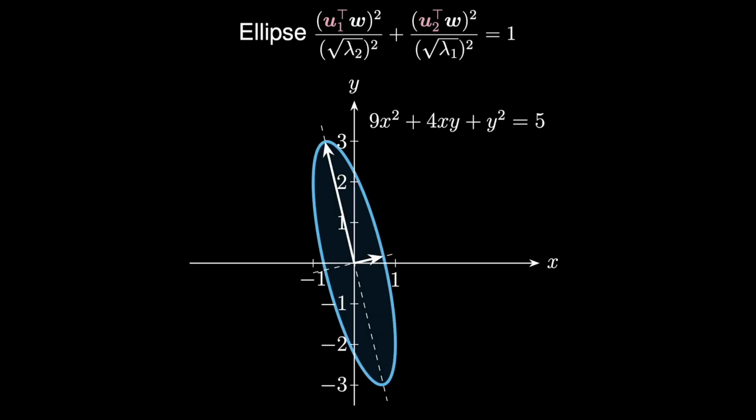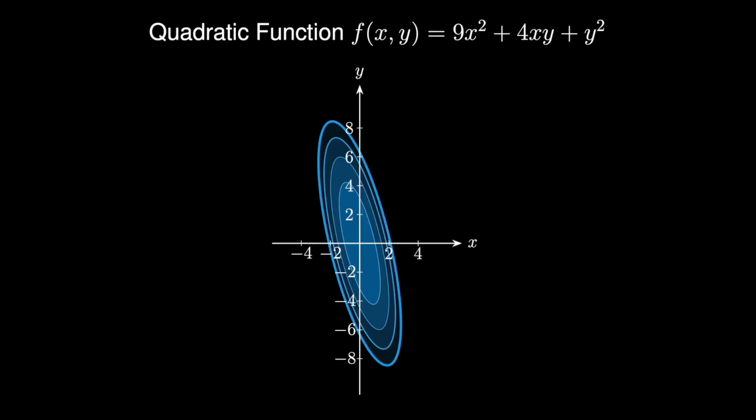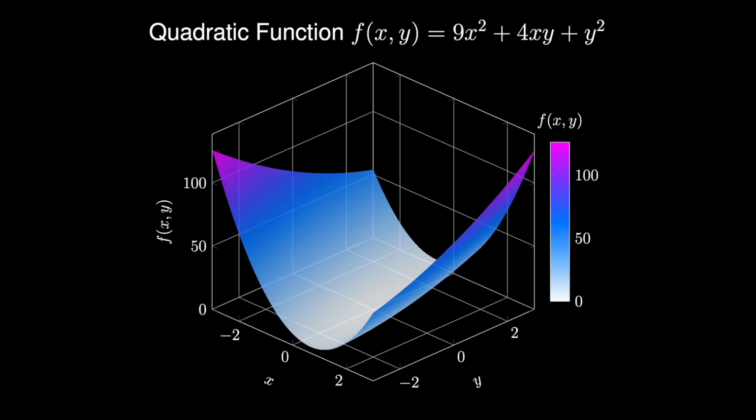Finally, the level curve x squared plus 4xy plus y squared equals 5 produces this tilted ellipse, rotated in the plane because of the cross term in the original function. The contour plot confirms it. Our level curves are tilted ellipses, rotated according to the eigenvectors of the matrix A. In 3D, it's no longer aligned with the coordinate axes, but the eigenvalue decomposition lets us fully understand its geometry.